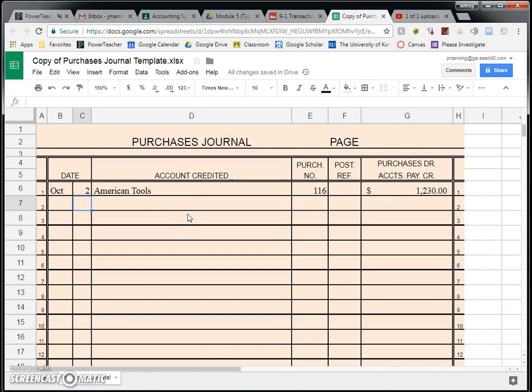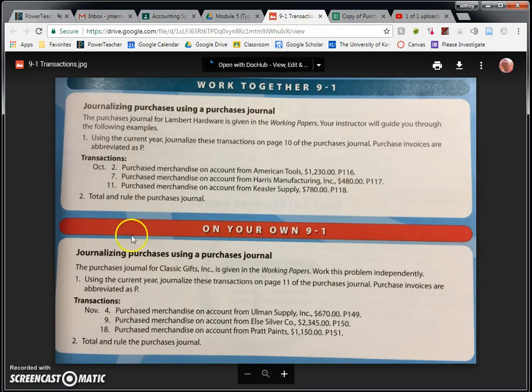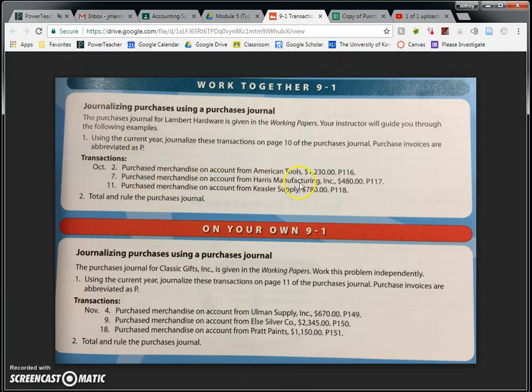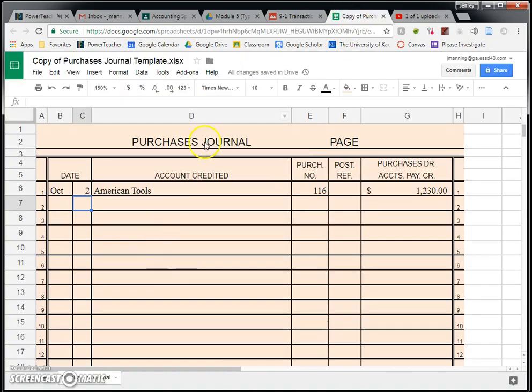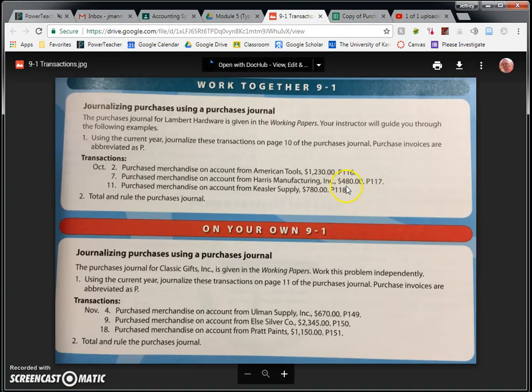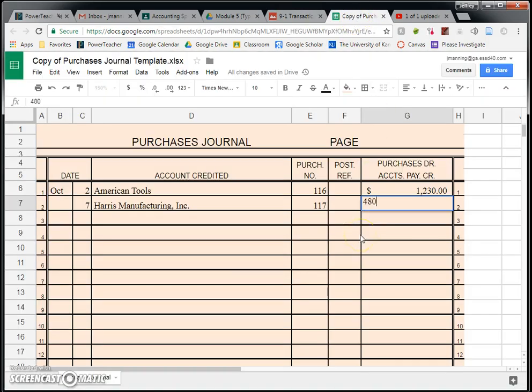Let's do the next two. This should go a little bit faster now that we know how to do it. Purchase merchandise on account from Harris Manufacturing Incorporated, $480, P117. So that happened on October 7th, right? It was Harris Manufacturing Incorporated. It was purchase number 117, and the amount was $480. Boom, done with that transaction. See how fast these are? They're so much faster than the general journal.